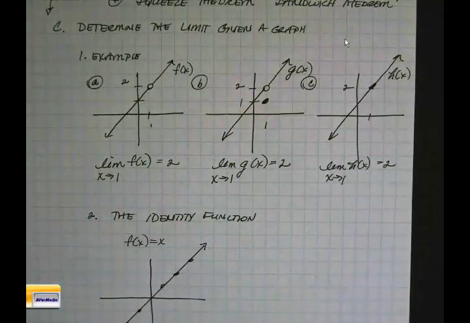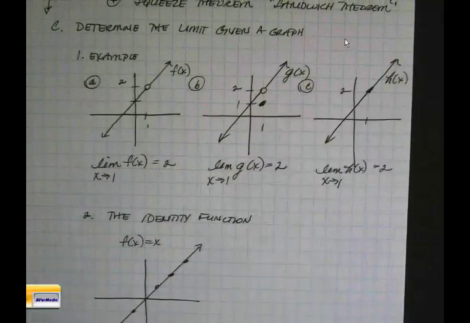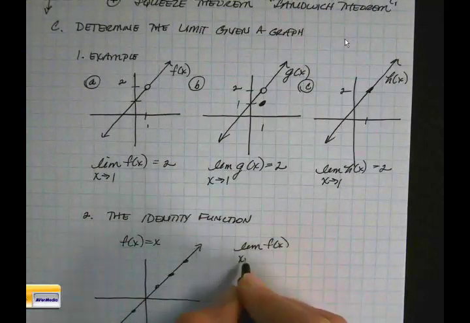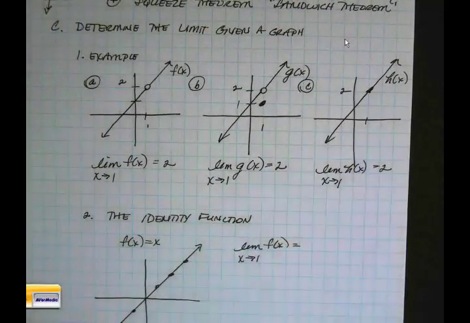So the function is f of x equals x. Let's just get some ideas here. If they ask me, what is the limit of this function as x is approaching 1, what would it be?